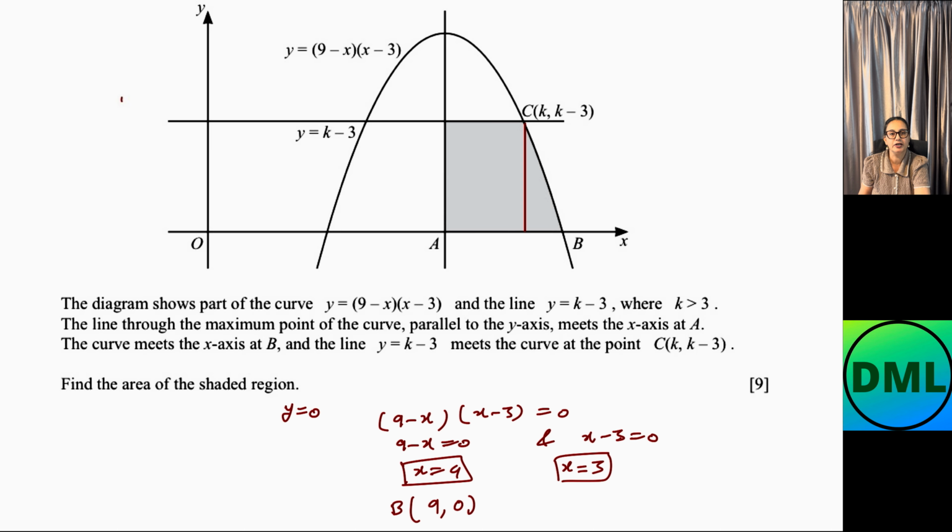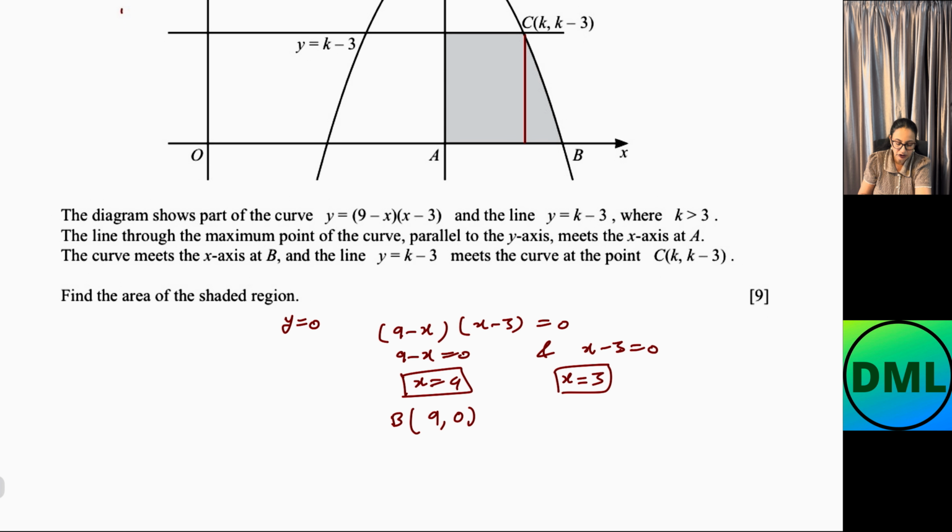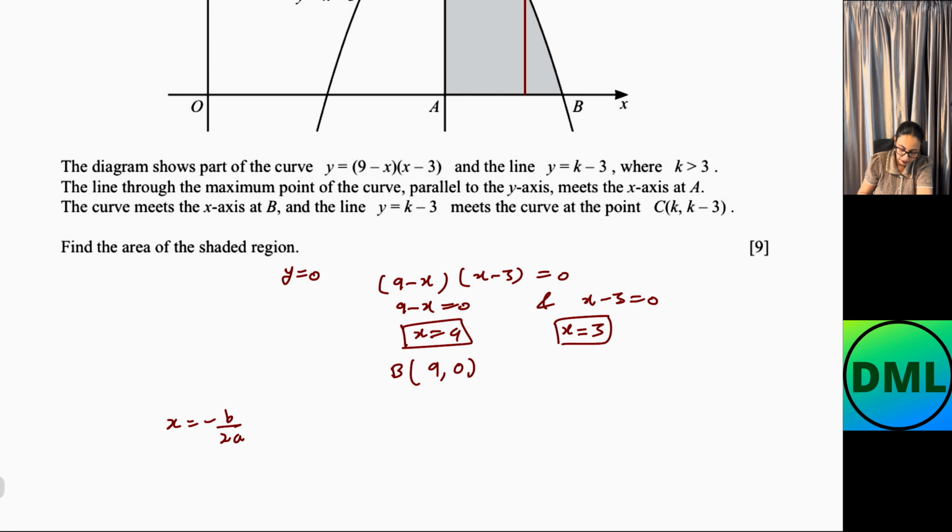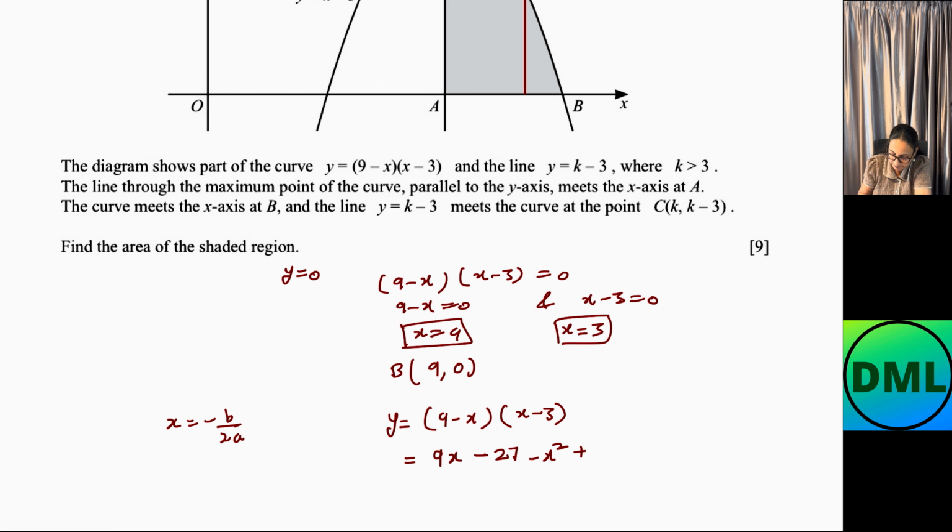I need to get the coordinates of A, which is the maximum point of the curve. For the maximum point of the curve, the x coordinate is given as -b/2a. For that, I need to write the curve in quadratic form. Our curve is y = (9 - x)(x - 3). I will open the brackets. This will be written as 9 times x is 9x, minus 9 times 3 is 27, minus x times x is minus x squared, minus times minus is plus, multiplied by 3x. My curve is -x² + 12x - 27.